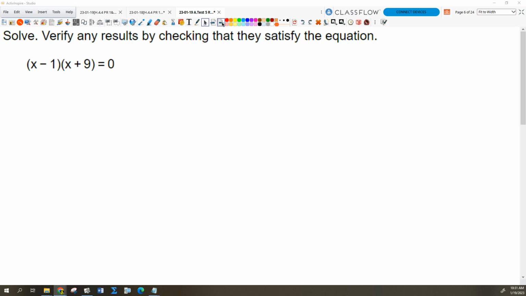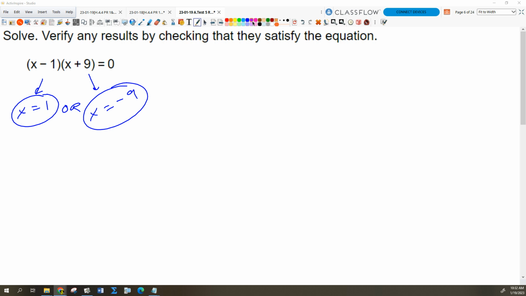Solve. Verify any results by checking. Okay, so what have I got here? I've got an equation set equal to 0, and it's already factored. What are the solutions going to be? What are they going to be? Not 0. Positive 1. Okay, there we go. Good. So our solutions are going to be x equals 1 or what? x equals -9.